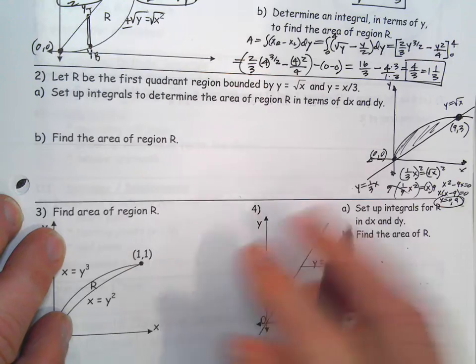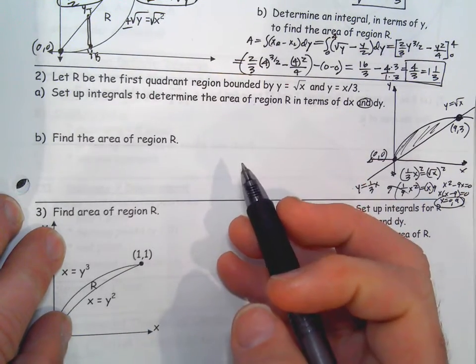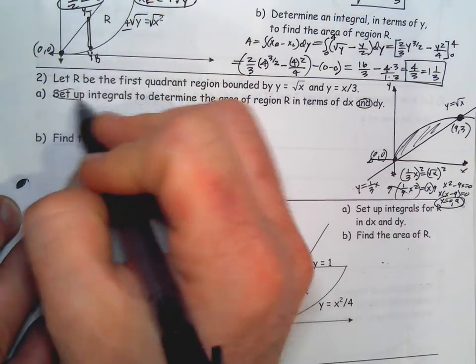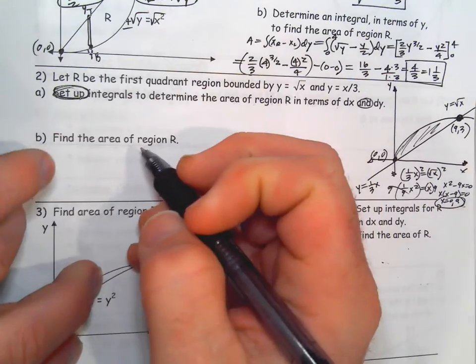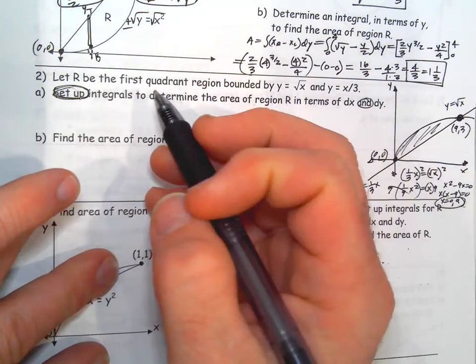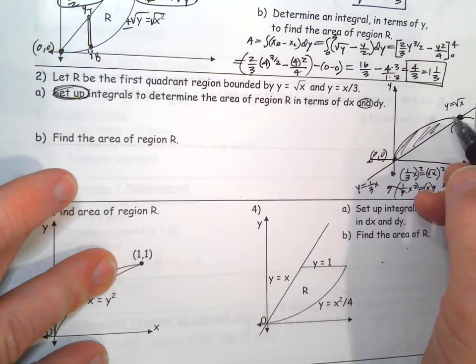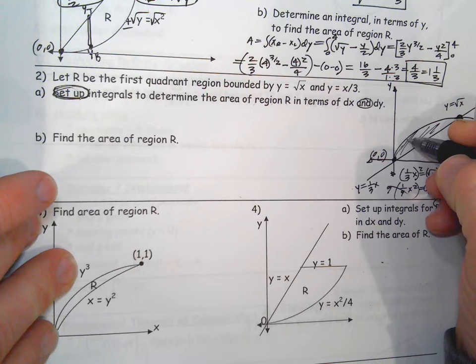So we're going to do it with dx and dy. And then we're going to find the area, I guess, with either one. So this is just saying set it up. Just got to set it up. And then part B is do it. One or the other, I guess. Or both, just to see if you're good at it. Which you probably aren't yet. So more practice will help you get better at it.